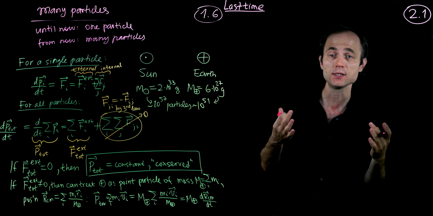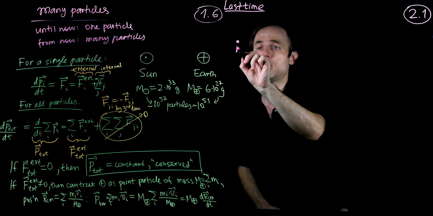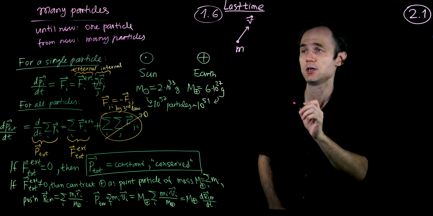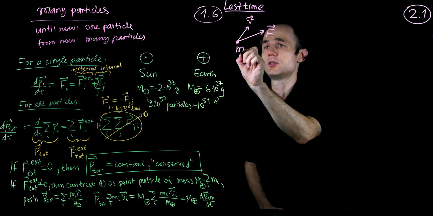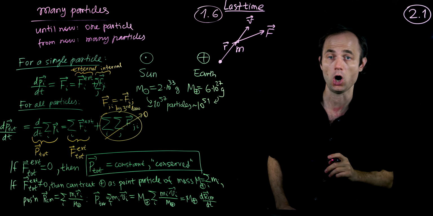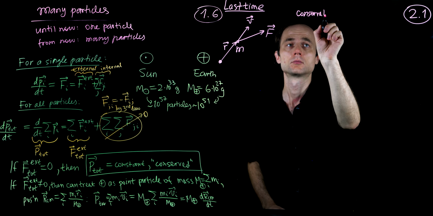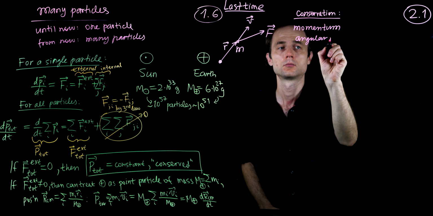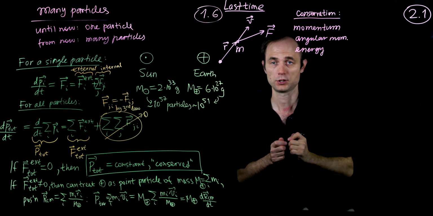Last time, we considered various conservation laws for a single particle of mass m moving at a velocity v under the action of force F, and the particle m itself was located at radius r. We derived the following conservation laws: momentum conservation law, angular momentum conservation law, and the energy conservation law.